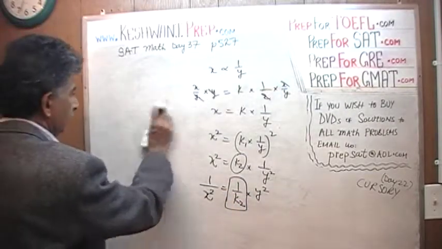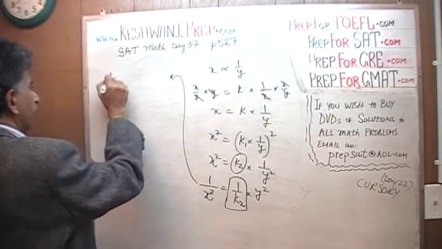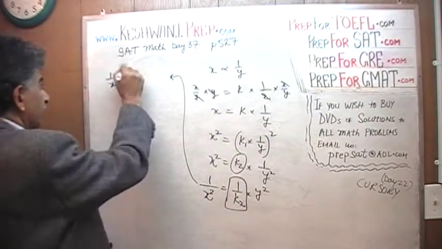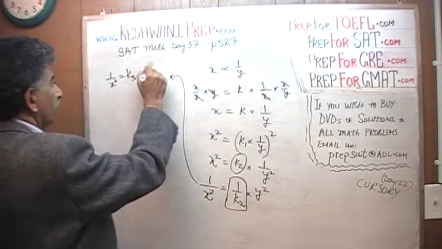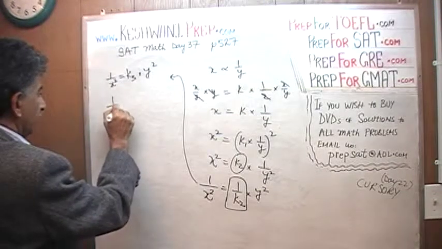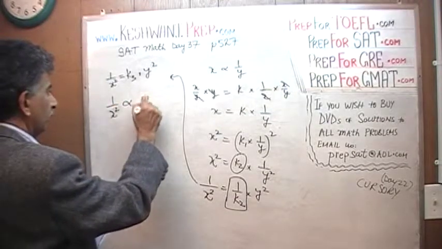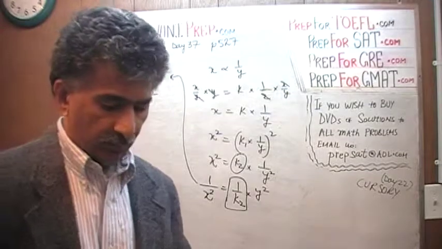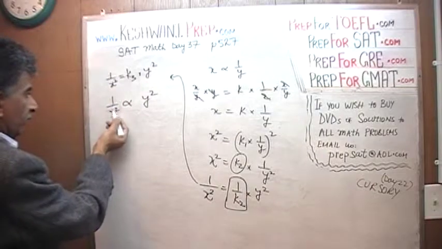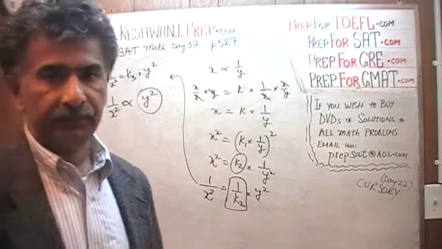So from here we have 1 over x squared equals some constant, 1 over k2, which is just some other constant, k3, times y squared. And since this is a constant, now we can see that 1 over x squared is directly proportional to y squared. The question was, 1 over x squared is directly proportional to what? And the answer we just found is y squared. And that's your answer, E.